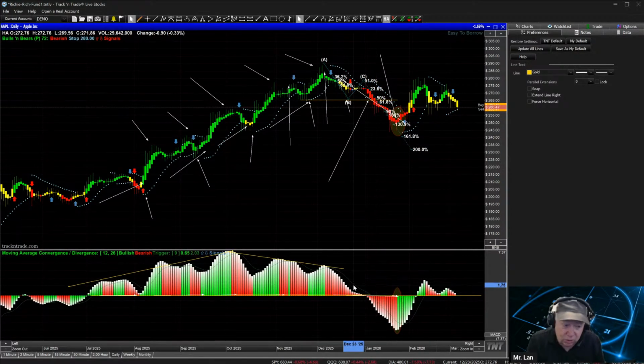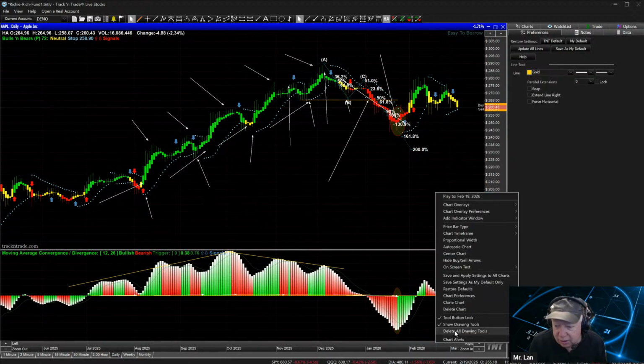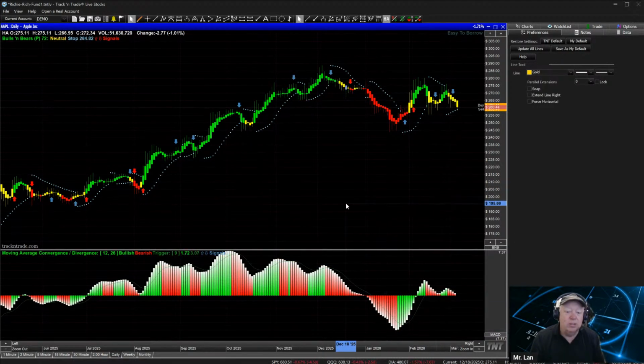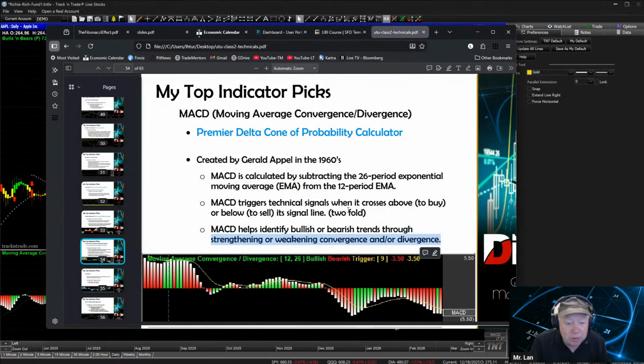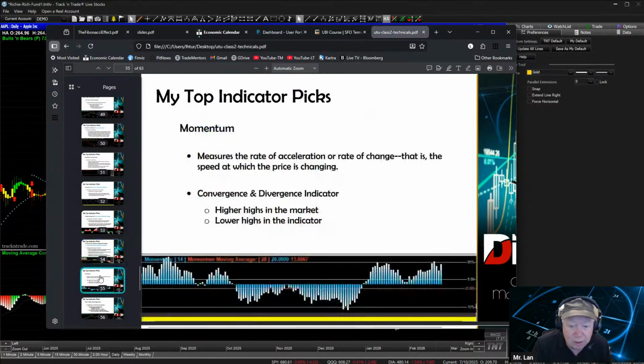RSI, you can use MACD instead of RSI. You can use MACD instead of stochastics. You can use MACD instead of momentum. You can use MACD instead of the Chaikin Money Flow. But just realize it's not perfect. It's just pretty good. It's pretty darn good. We like it a lot. It helps us identify a lot of tools, a lot of confirmation.